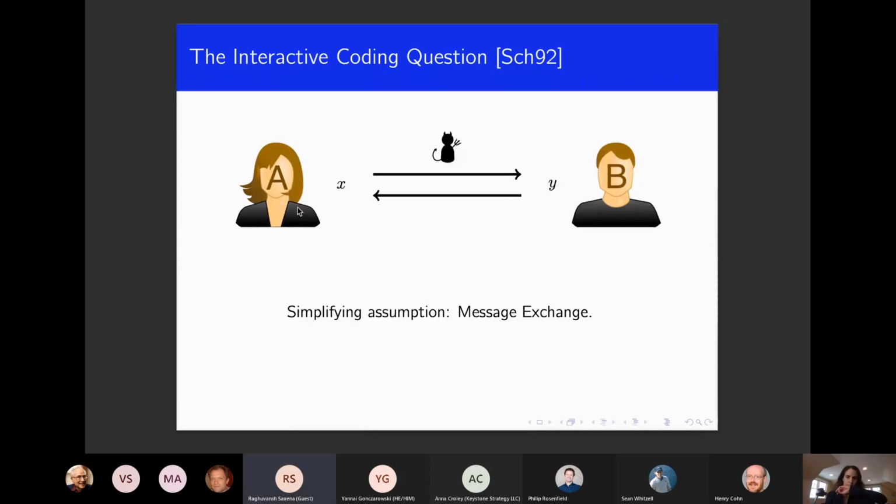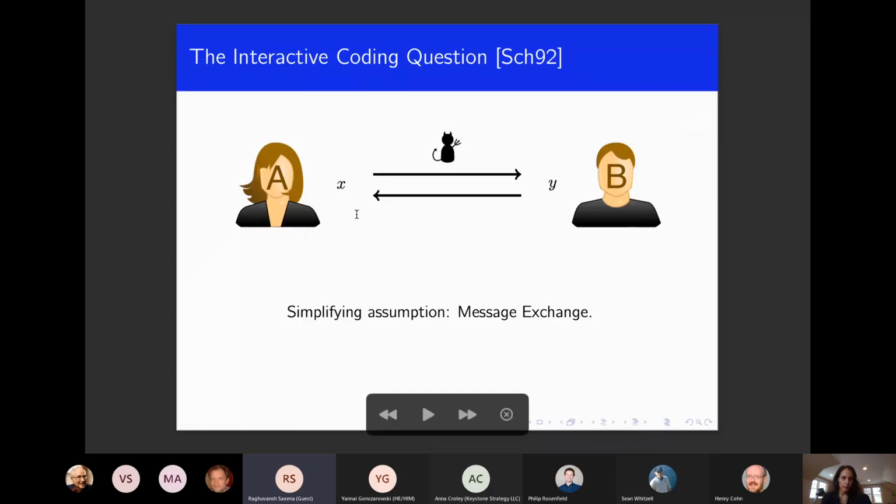This task is actually completely general if you think about it, because regardless of what function you want to compute, it can be done by just exchanging the inputs. If you want to compute some function f of x and y, then here's one thing you can do: you can always just send x and y first and then privately compute the function. And this does not affect the error resilience, but it does affect the communication.